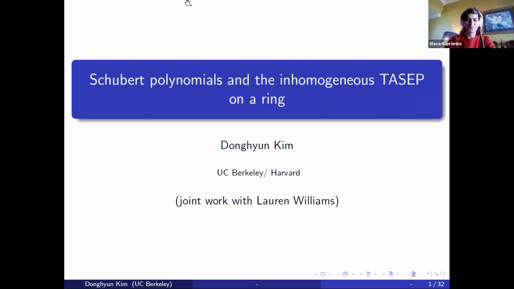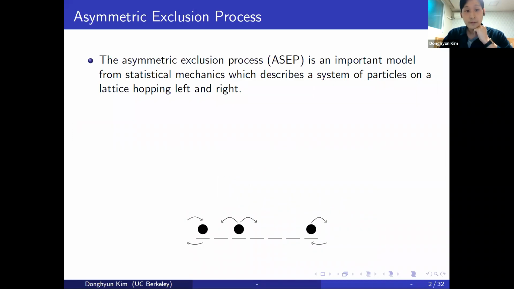Thank you. Okay, thanks very much for the invitation, and I'll tell you about Schubert polynomials and the inhomogeneous TASEP on a ring. This work is based on joint work with Lauren Williams. So first, the asymmetric exclusion process, or ASEP, is an important model from statistical mechanics, which describes a system of particles on a lattice hopping left and right.